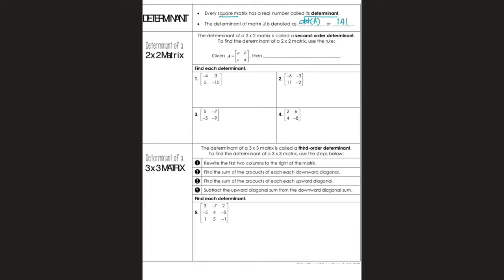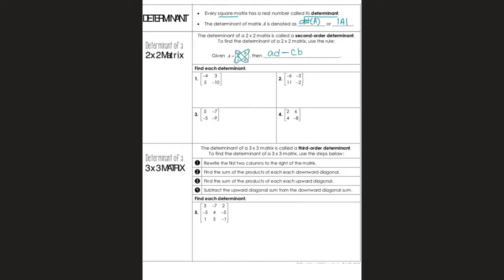Now, whenever you go through to actually find that determinant, that's going to look a little different. You're going to have what we call downs minus ups. You're going to say A times D, minus C times B. That's your downs minus your ups, your down diagonal minus your up diagonal. That's going to give you your determinant value. It's going to assign a numerical value to that determinant.